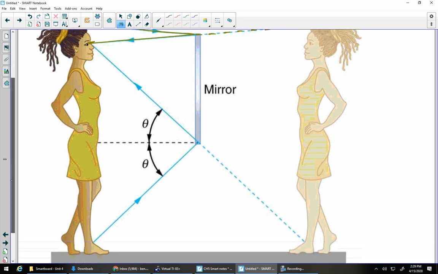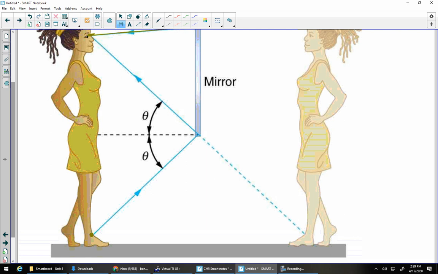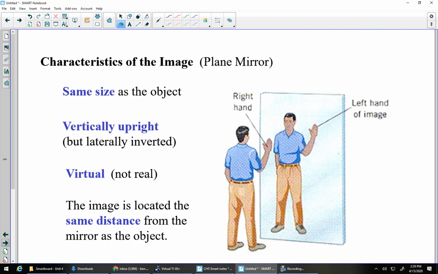If she wanted to look at her feet, so you've got a little ray of light coming off of her feet, it's reflecting off the mirror, it's coming back to her eyes, but where does it look like this ray of light in her perspective is coming from? It looks like it's coming from way back here, again, behind the mirror. So cool, not too bad.